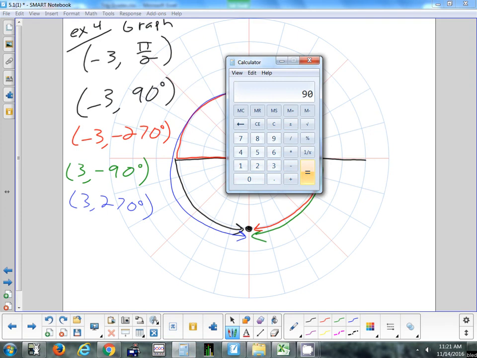So if you remember that, there's some tricks you can use if you can't draw it to find it by adding or subtracting 360 to the angles. Okay? Same thing with the one below it. Okay, any questions on that?